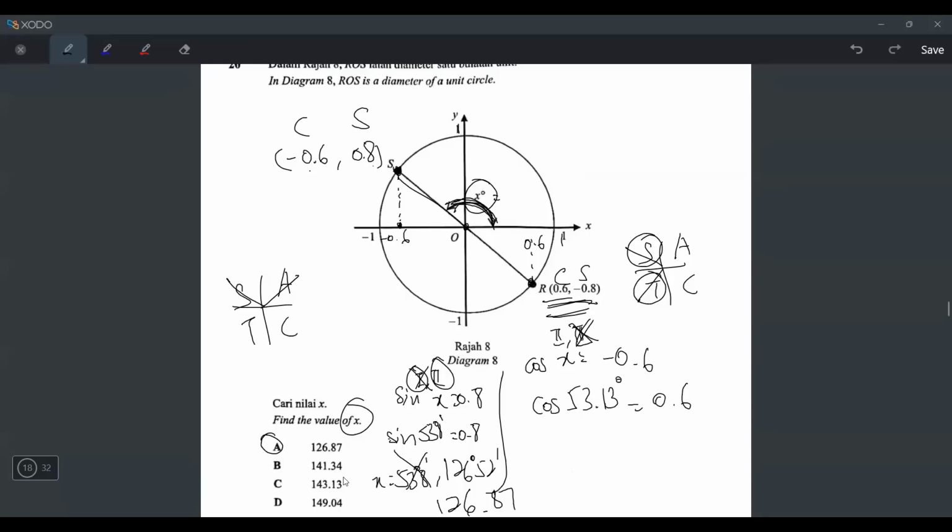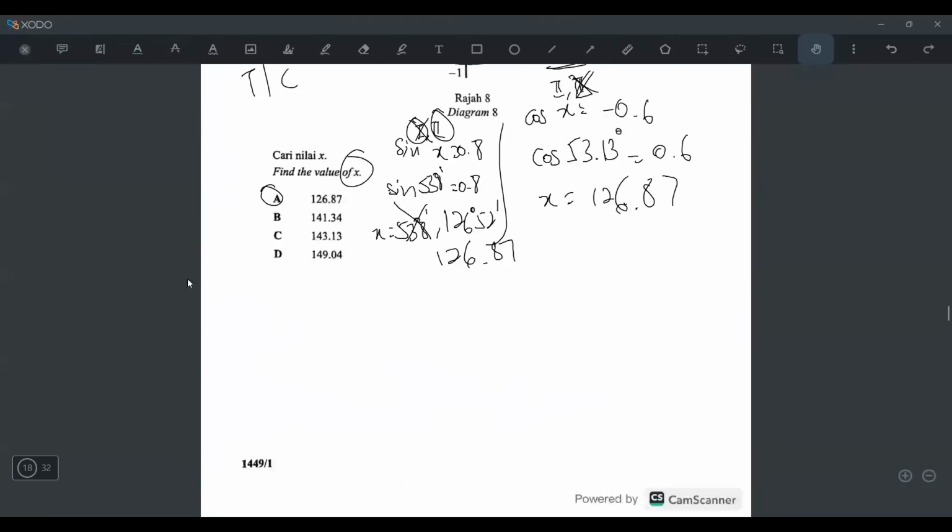Let's write in decimal because the answers are all in decimal. So x equals what? Don't write this answer, because I already said cos is negative, the quadrant is 2 and 3. But quadrant 3, I confirm is not the answer, because this x is in quadrant 2. So I have to convert: 180 minus the answer. So 126.87 also. Okay. As you can see, the answer is the same. It doesn't matter which one you do, you still get the same answer.